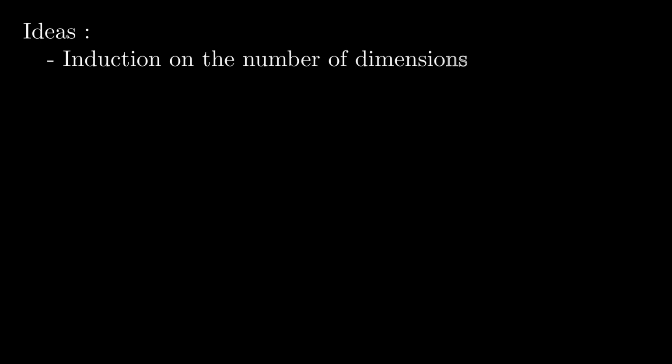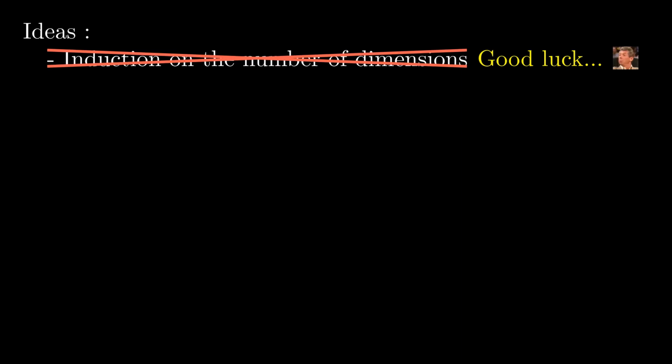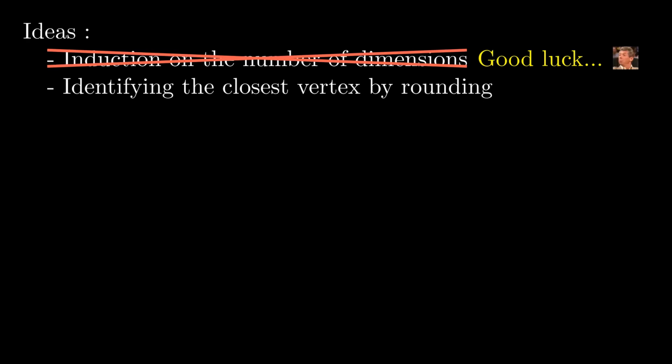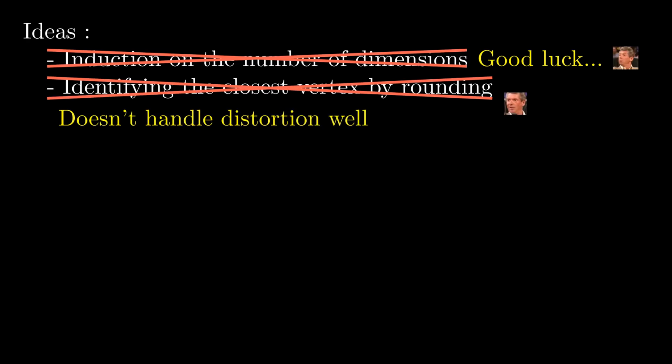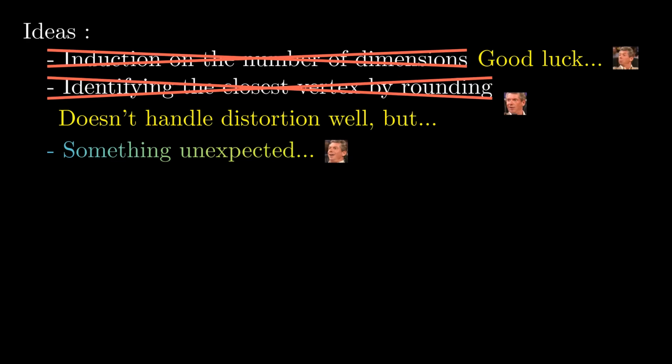I'll quickly go over some ideas you might be having right now. You might think of performing induction on the dimension. Well, good luck. If it does work, it's non-trivial at least. What about rounding down the coordinates of the point to identify the closest vertex? That works fine on a cube, not so much when the shapes get a bit more distorted. However, the idea itself is not completely rubbish. We're actually going to use something that you probably don't even think counts as a problem-solving method.